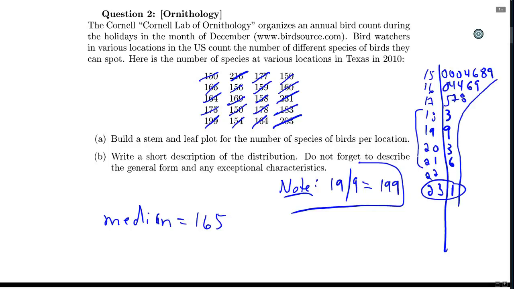And then to give an idea of the dispersion of the values, ignoring the 5 values which are larger than 183, the remaining number of species per location are found between 150 to 178, and this would give us a description of the dispersion of the values. Alright, so this is the stem and leaf plot, also with a description of the distribution. Alright, so have a good day.